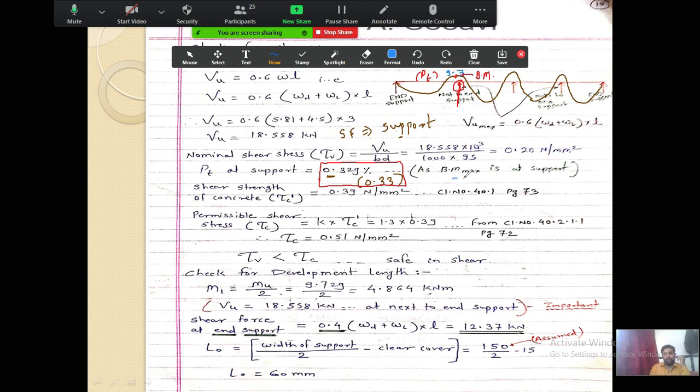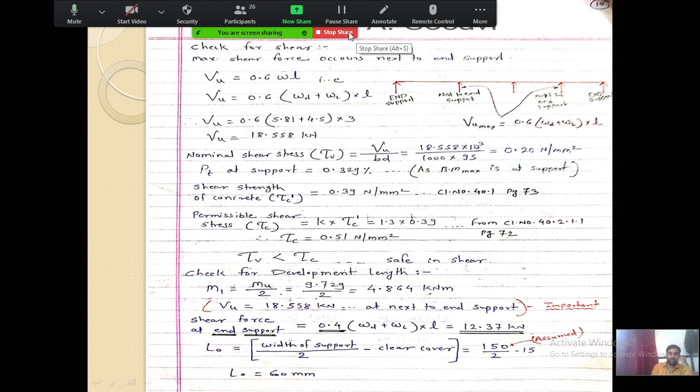Okay, so as I have already written out, the shear strength of concrete is equal to tau c dash. Shear strength of concrete, it is 0.39. It is calculated from page number 73. So it is calculated for the percentage of steel, which is 0.33. I will clear all these things and we will move to page number 73 in the IS code.